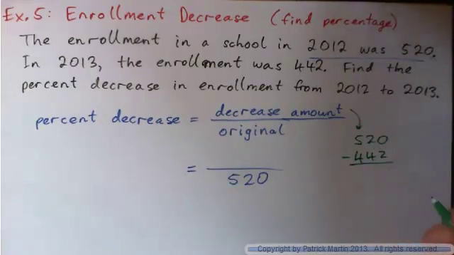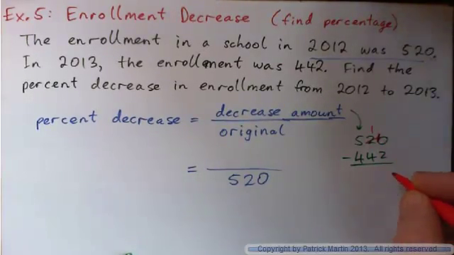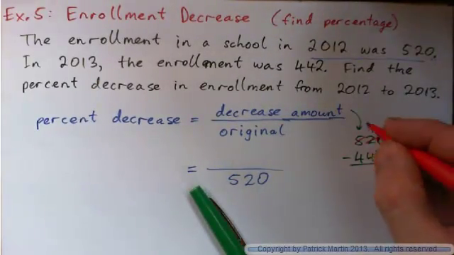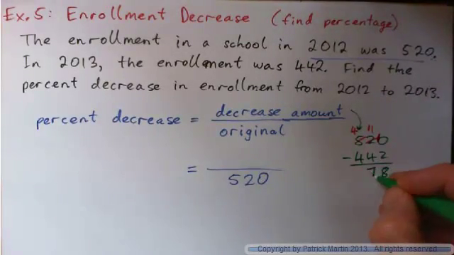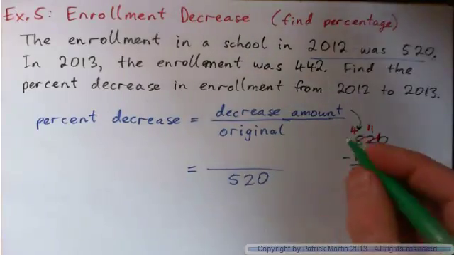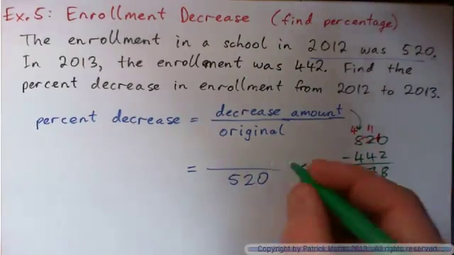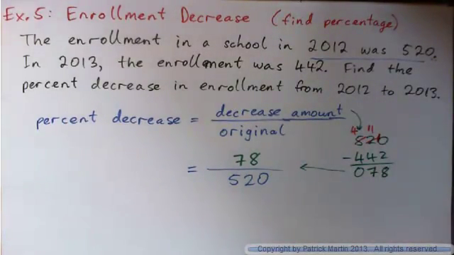Okay? Isn't it? And so you've got to do this minus this, and let's see, borrow a 1. So 10 minus 2 is 8. 1 minus 4 won't work, so this becomes a 4. That becomes 11. 11 minus 4, 7. 4 minus 4, 0. So 78 goes up here. So the decrease amount is 78. The number of students decreased by 78, right?